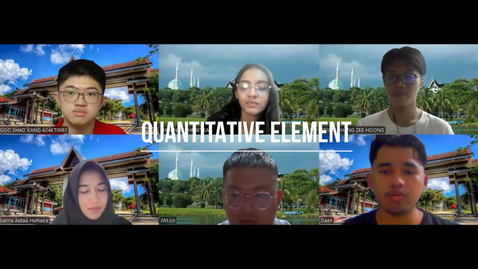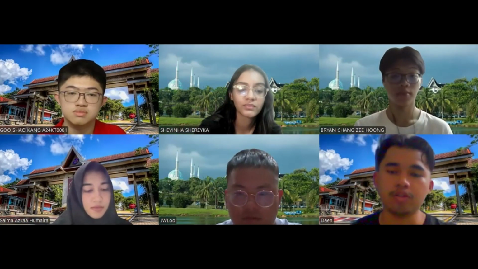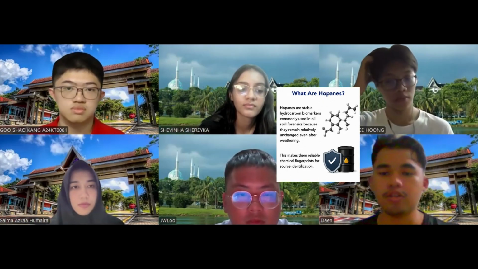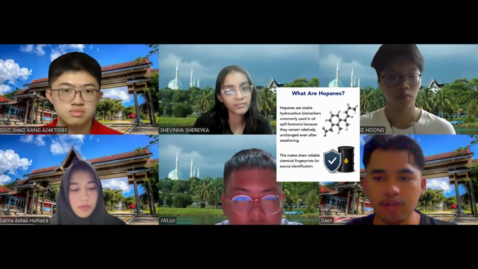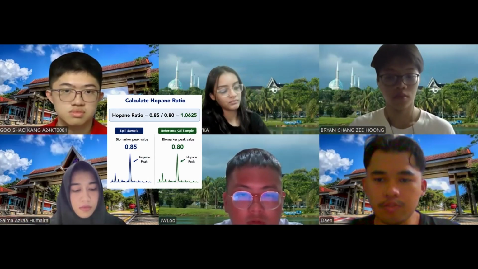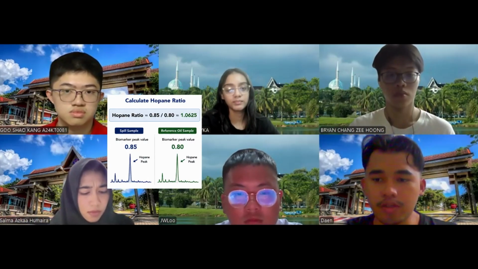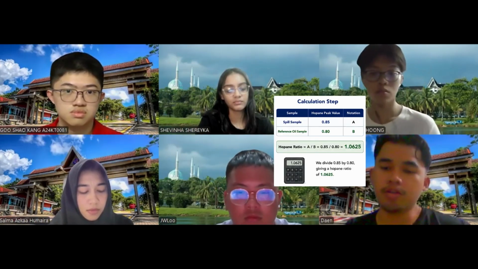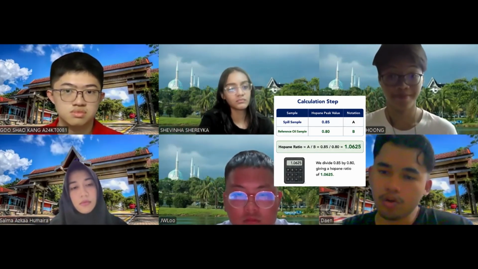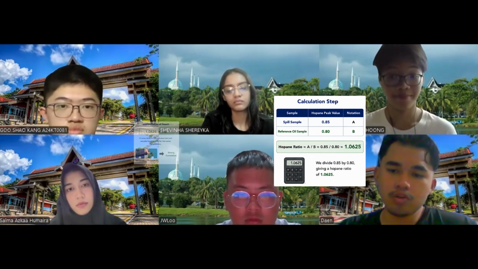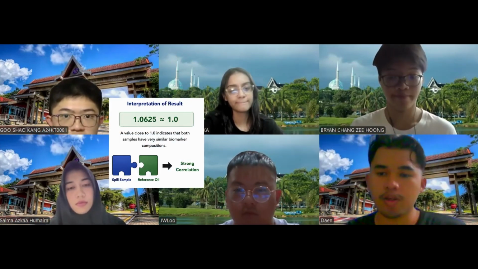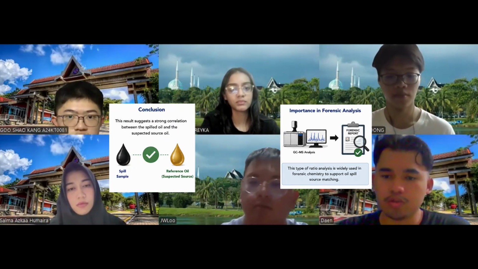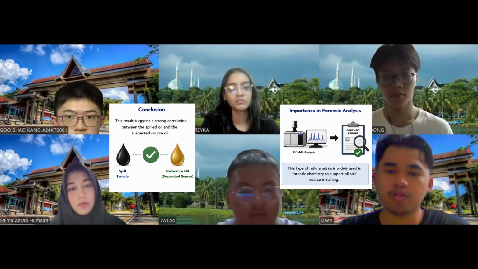Okay, now to calculate the quantitative elements, we assume that hopanes are a stable hydrocarbon biomarker. They are commonly used in oil spill forensics because they remain relatively unchanged even after weathering. So in this calculation, the spill sample has a biomarker peak value of around 0.85, while the reference oil has a value of 0.8. So we divide 0.85 by 0.8, giving a hopane ratio of 1.0625. Where the value is close to 1, this indicates that both samples have very similar biomarker composition. So that's why the hopane is widely used to support oil spill sources.